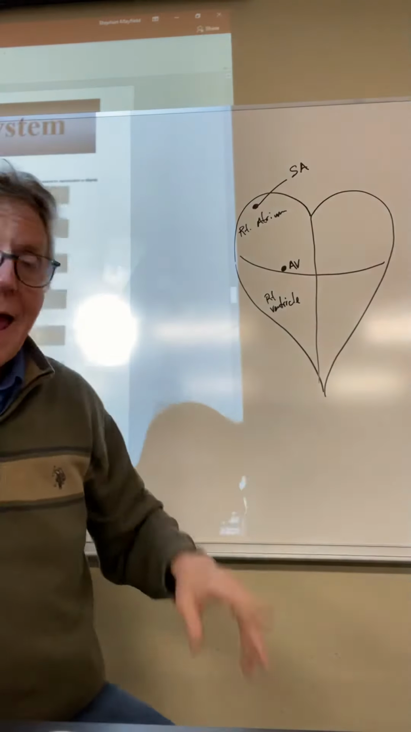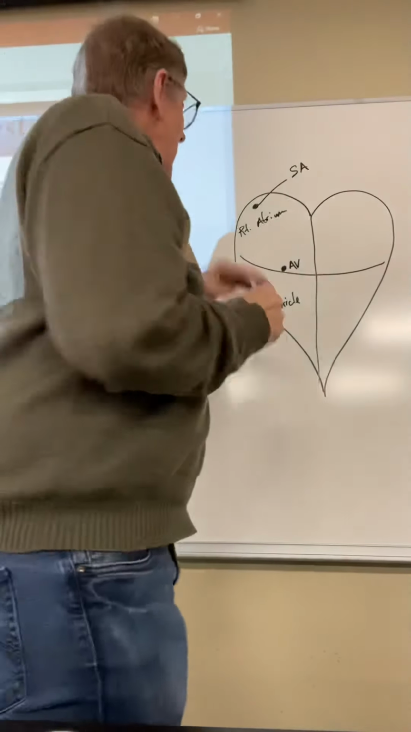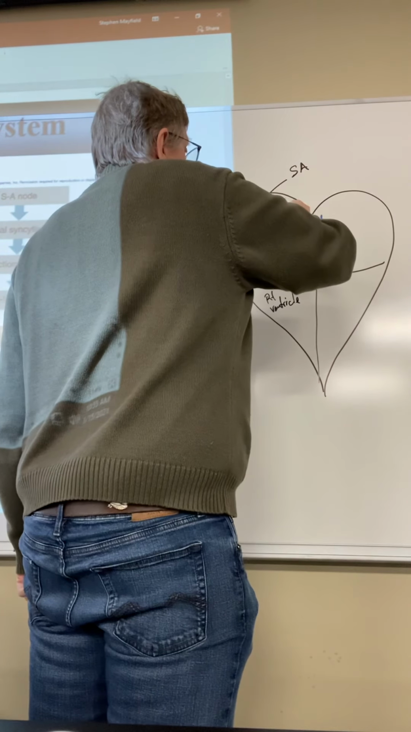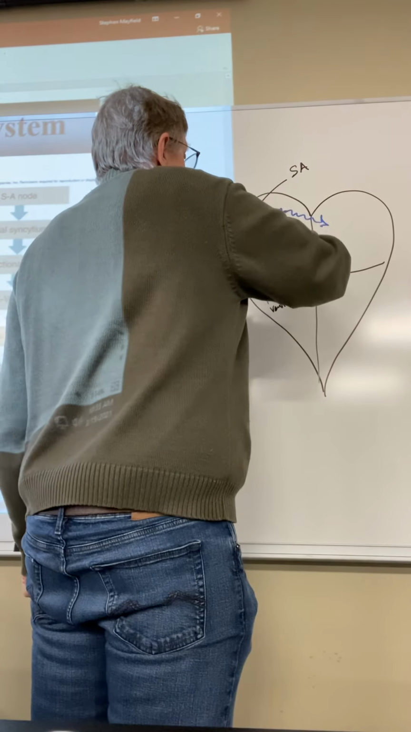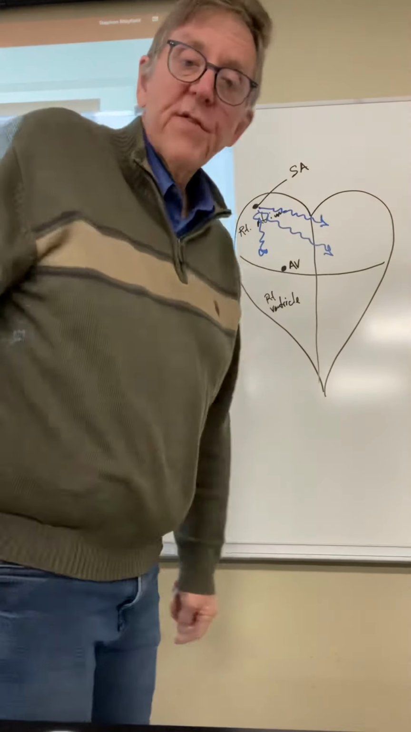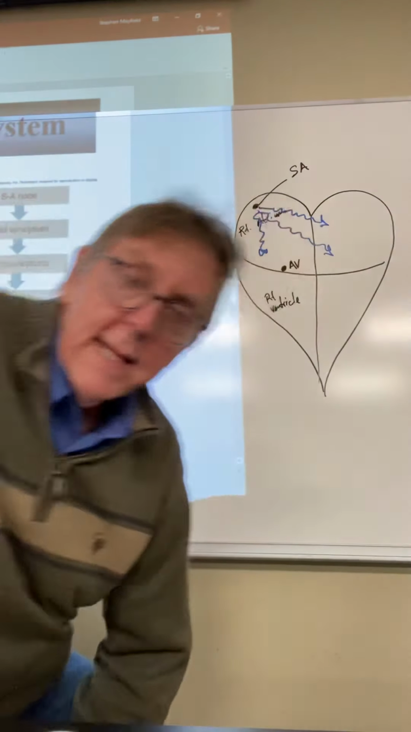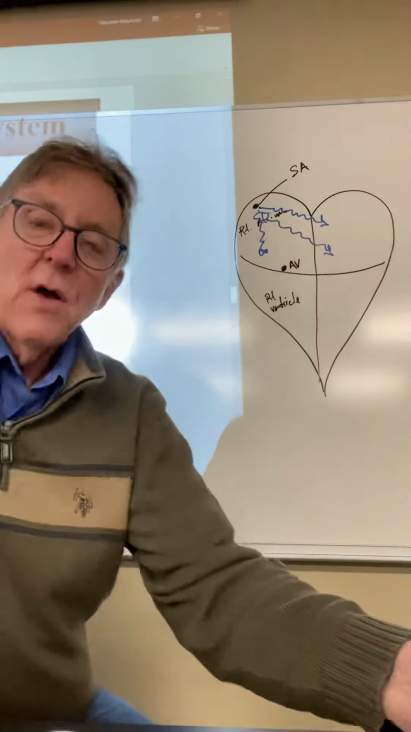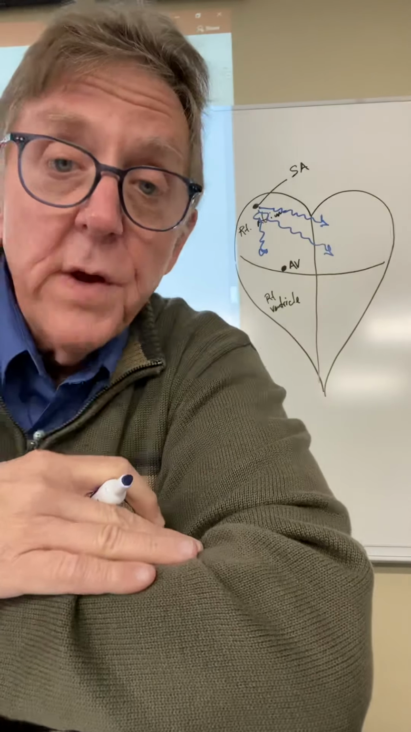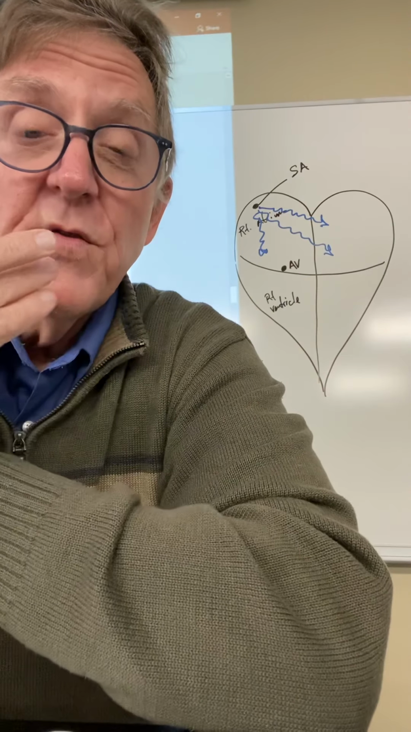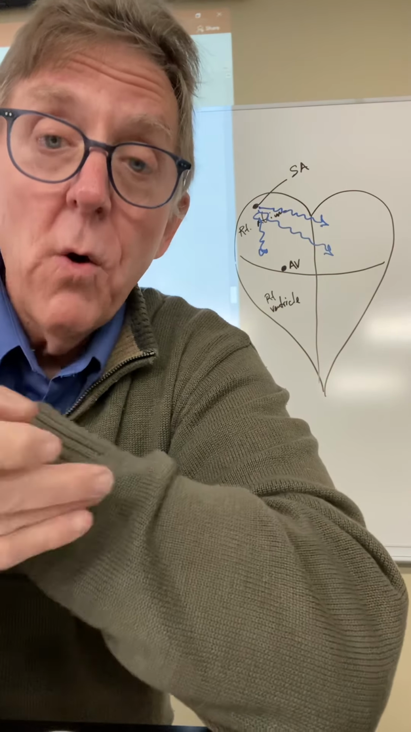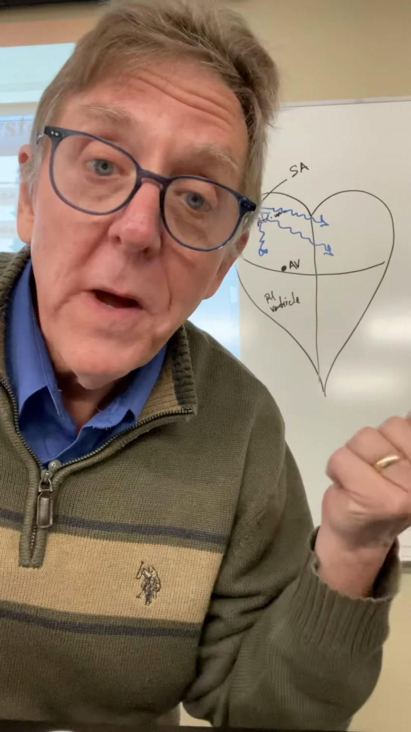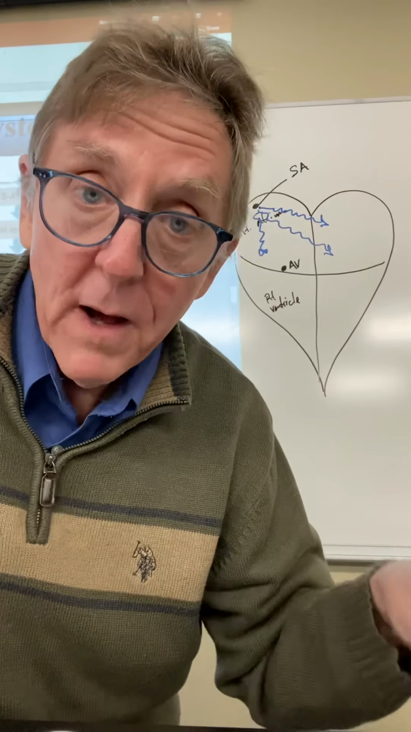When that happens, the contraction is going to spread across the two atria, and we're going to get lub. Remember, lub-dub? So we get the atria contracting as a result of the SA node contracting. But we had said the lub doesn't do anything for us if we don't have the dub, right?